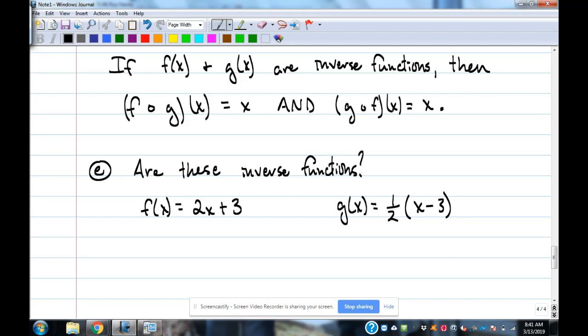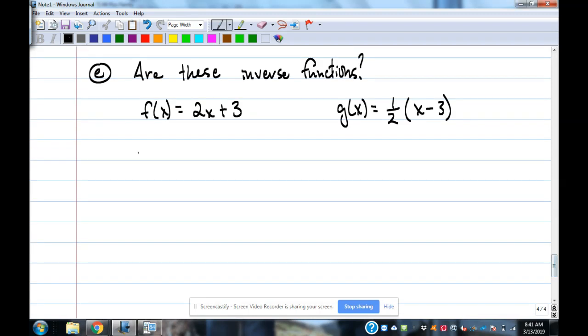And these two are linear, so we'll start with something fairly simple, but not terribly difficult here. So F composed with G of X. That means we're taking what and putting it into what? G into F. So we're taking the 1/2 parentheses X minus 3 and replacing X in the F of X function. So 2 parentheses 1/2 X minus 3 plus 3. Okay.